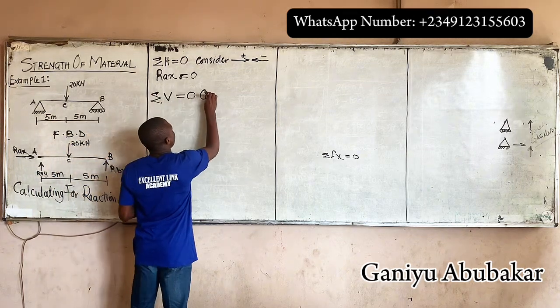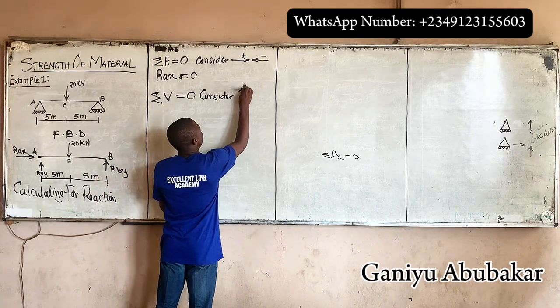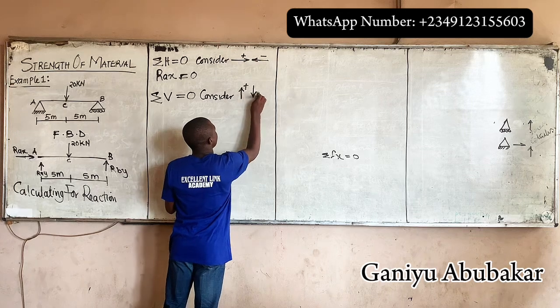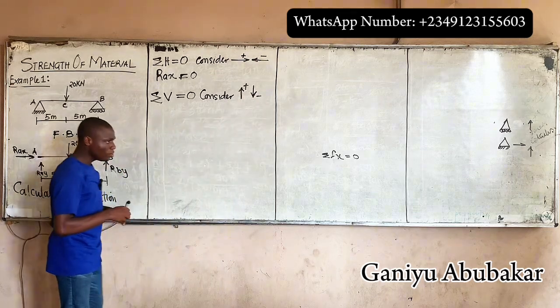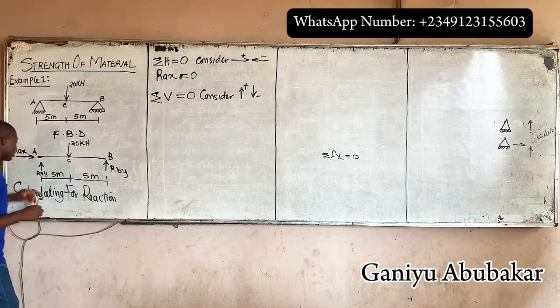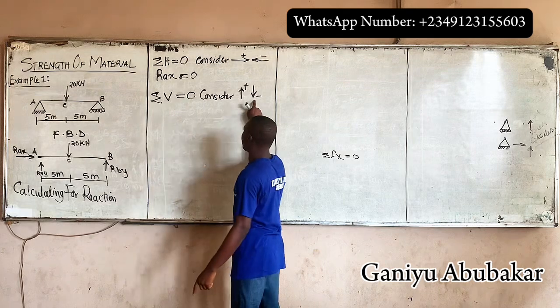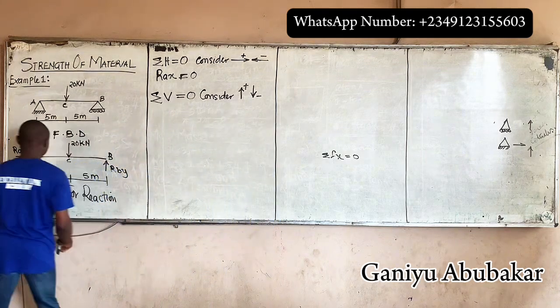At this point, we consider upward towards positive and down towards negative. Now, start with this surface. Solution B. Observe that this is to check for the forces that are in this form. Now, this one is going upward, a positive direction.